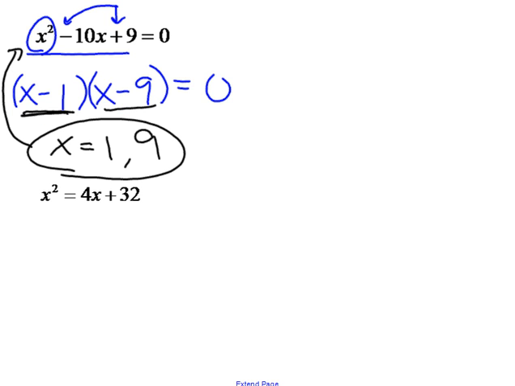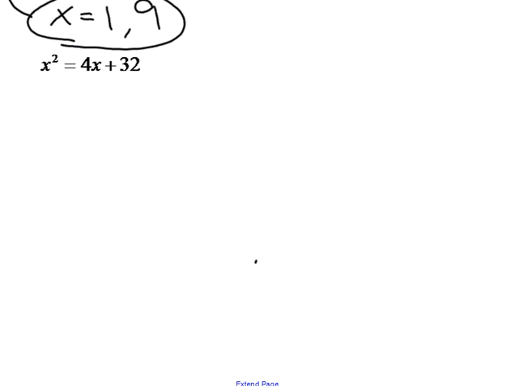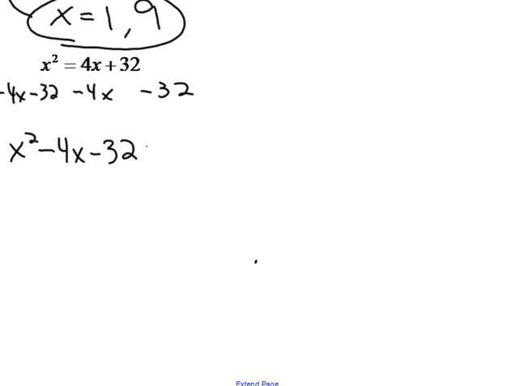On this next one, you'll notice it's a little different because it's not set equal to 0. Well, we need to get it set equal to 0 first, so we're going to subtract 4x and subtract 32 from both sides of our equation. So we get x squared minus 4x minus 32 equals, and then over here on the right, that canceled to give us 0. And now we can factor it.